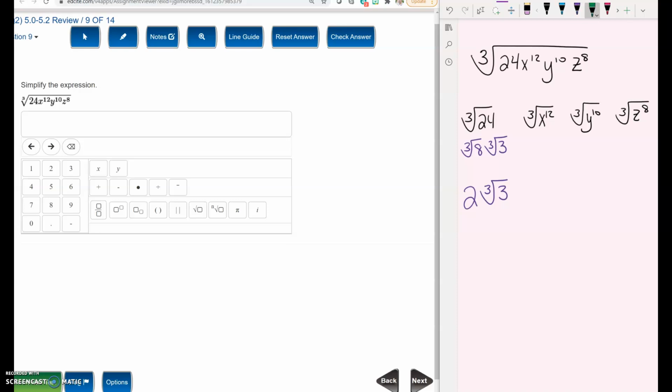Then we go to x's. The third root of x to the 12th. How many groups of 3 are there in 12? There are 4 full groups of 3, so this becomes x to the 4th. 12 divided by 3 is 4. For the y's, 1, 2, 3, 4, 5, 6, 7, 8, 9, 10.